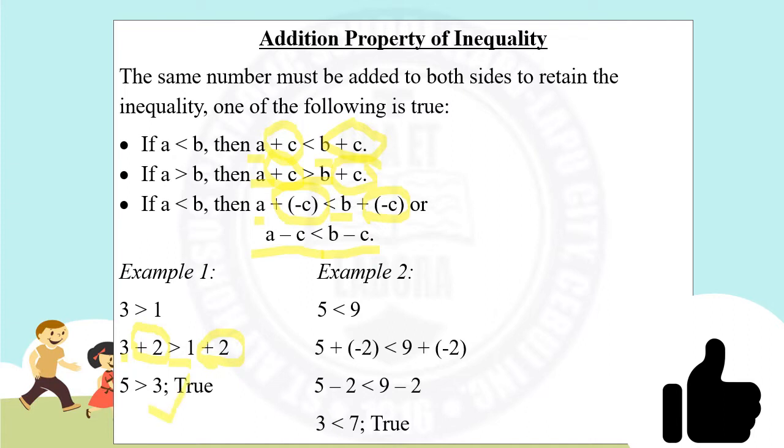Example 2. 5 less than 9. So if we add negative 2 to this side, we will also add negative 2 to the other side to make it balanced. So it is written as 5 minus 2 less than 9 minus 2. 5 minus 2 is 3. 9 minus 2 is 7. That's why 3 less than 7, then it is true. So correct.